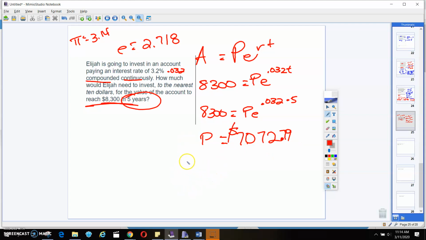So that means that I have to invest at least $7,000 in order to have 8,300 in 5 years. It does say round to the nearest $10, so technically this would be 7,070. That would be the nearest $10.